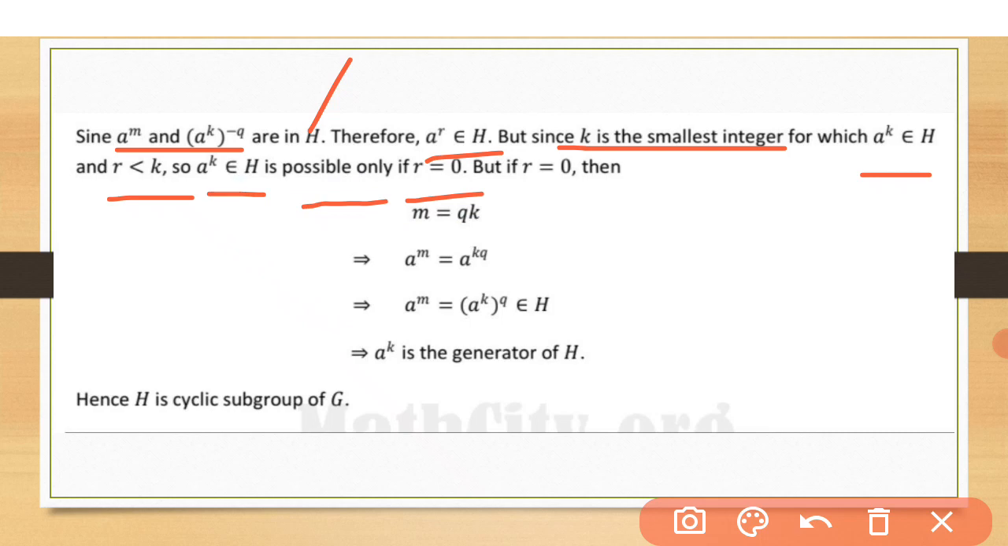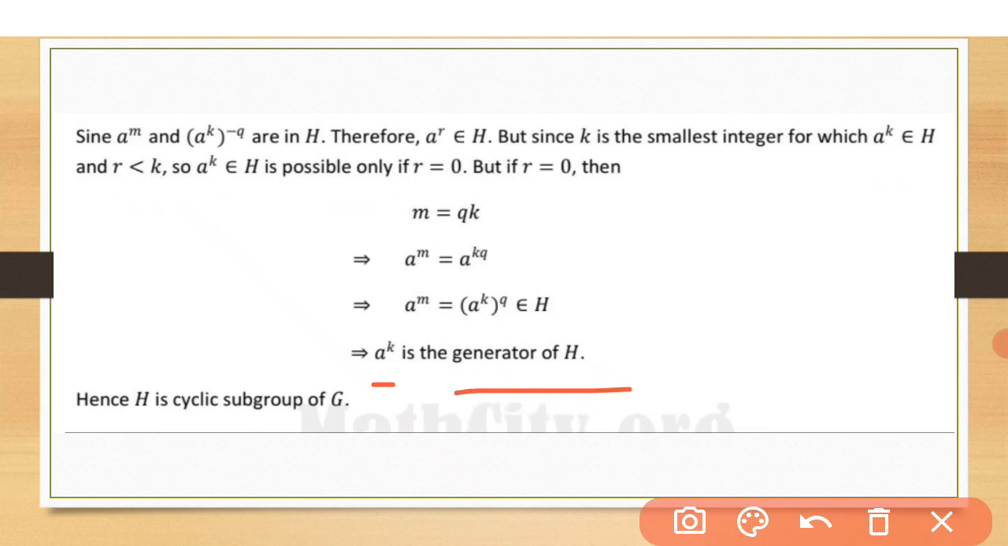So we can write m is equal to qk. Taking powers again, a raised to power m is equal to a raised to power kq, which we can also write as a raised to power k into q, and this belongs to H, because we know that a raised to power k is the generator of H. So here we proved that a raised to power k is the generator of H. Hence proved that H is cyclic, because H is generated by a single element. Here the proof ends. Thank you so much.